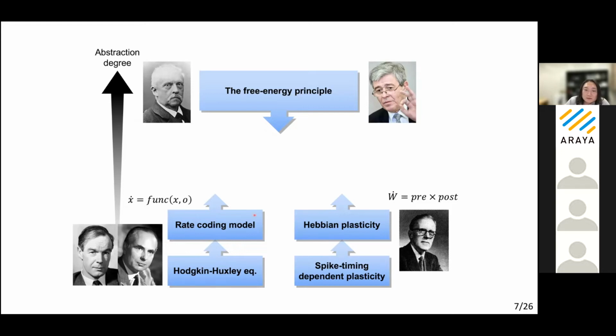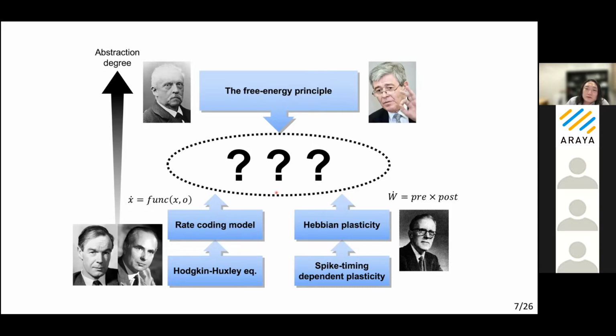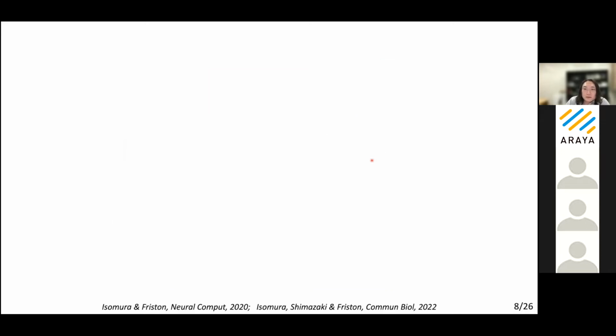But although those equations have such a physiological background, it's not very clear how those equations realize higher brain functions. So we would like to know the formal link that connects such equations with the brain principle. So we would like to address this domain. Okay, and to address this issue, we recently proposed a theoretical approach. In this approach, we start from considering the neuronal activity equation.